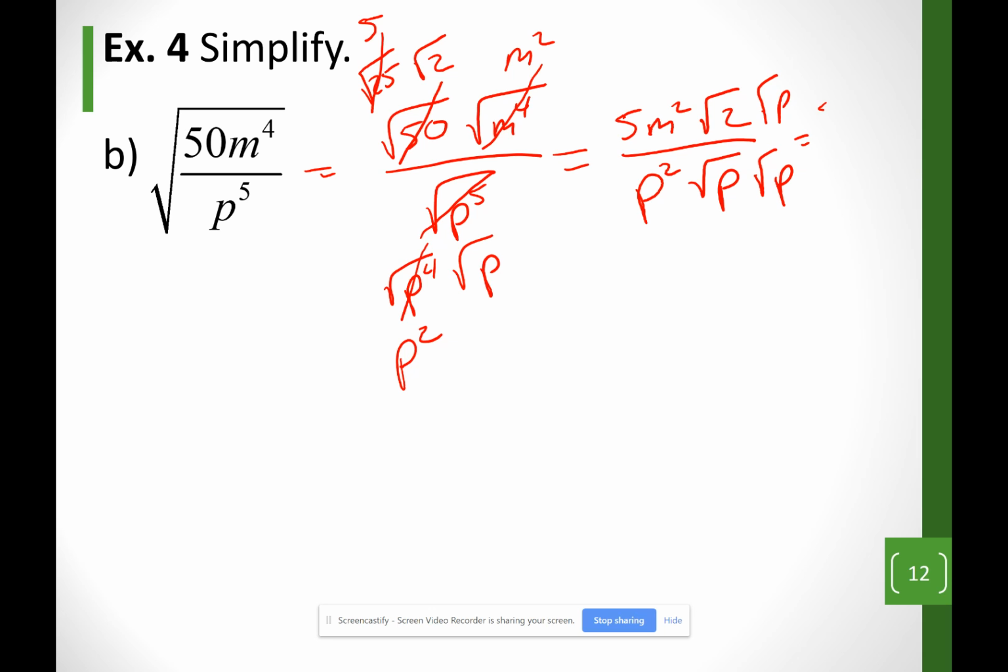So on the top, I'm going to have 5m squared radical 2p, and I'm going to combine my radicals. Now at the bottom, I know radical p times radical p is going to become p. So p squared times p, I'm going to simplify this as p to the third.